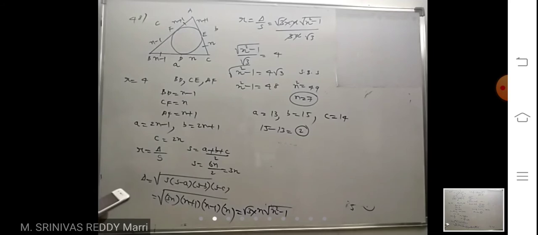So like that. That is the next multi-correct answers. Look at 49, from 49 onwards, multi-correct answers.